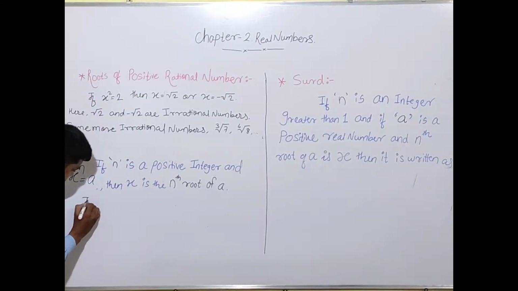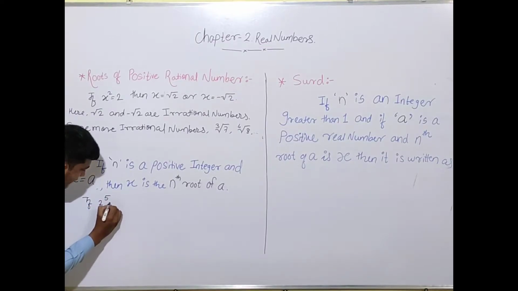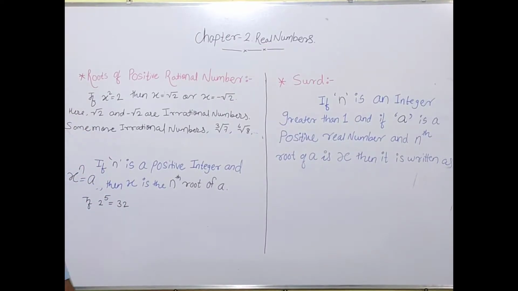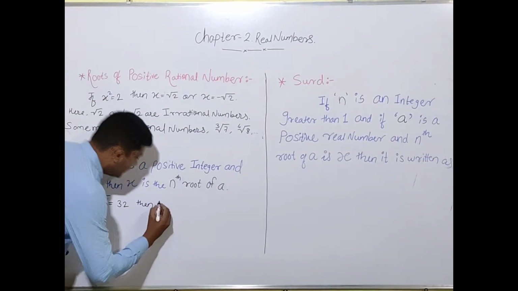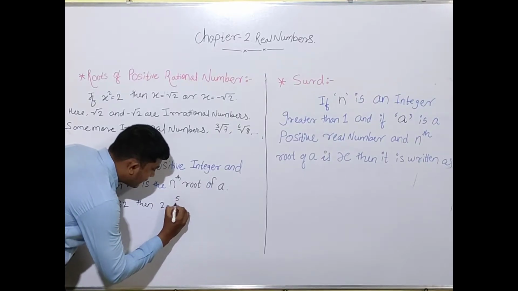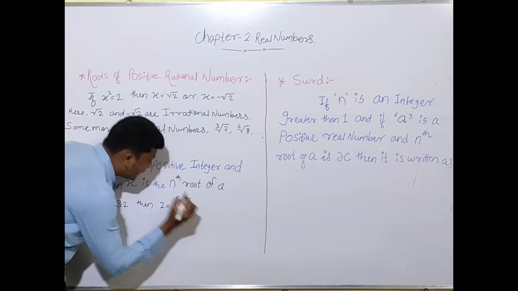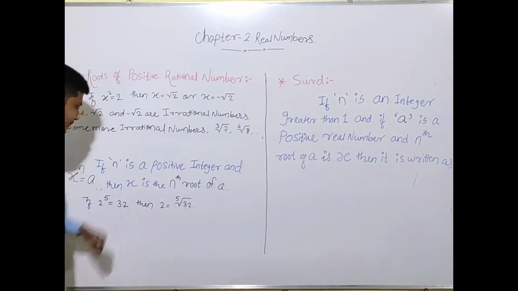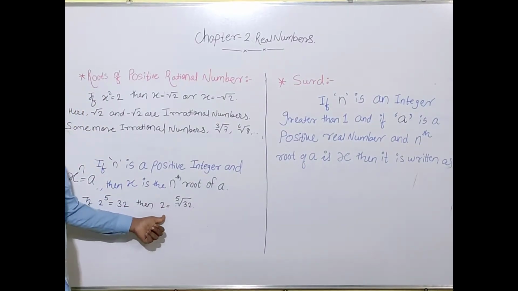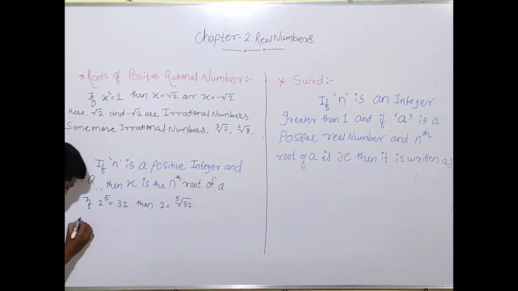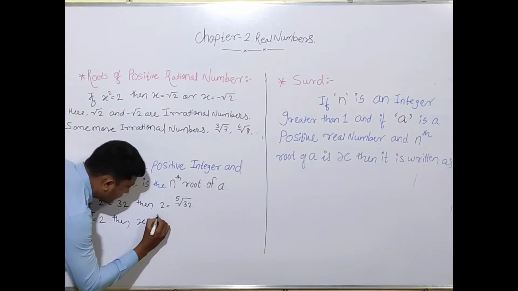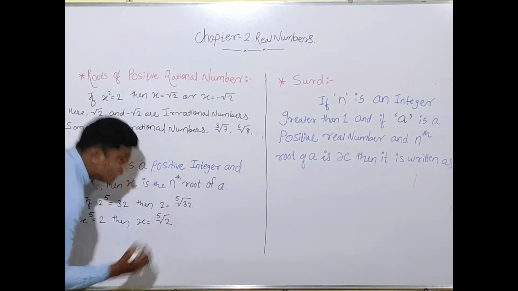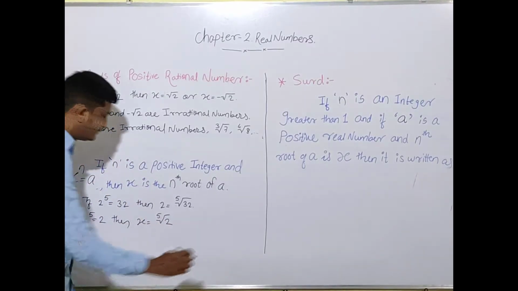If 2 raised to 5 equal to 32, then if you have to find the value of 2, that is the 5th root of 32. In the same way, here 2 is again a rational number. But if we see x raised to 5 equal to 2, then what do we get? The value of x will be the 5th root of 2, which is an irrational number.